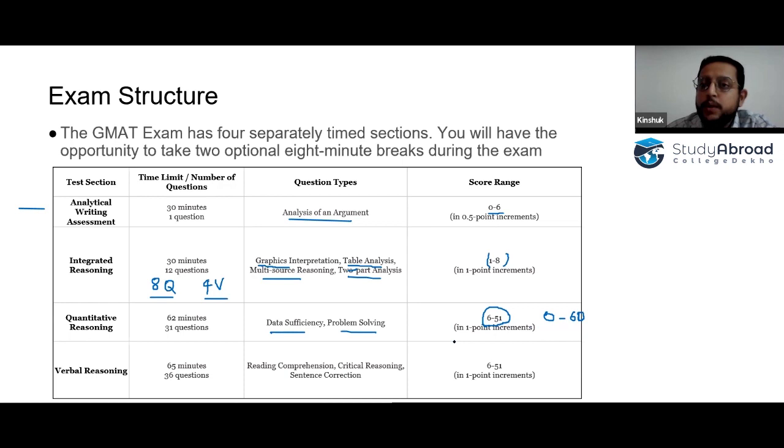Now in the verbal part, you have 65 minutes and 36 questions. Here you can see that if you compare time and number of questions, verbal part has more questions in about the same amount of time, right? So this verbal part becomes a challenge for a few students. Again, we have discussed what type of question they have: reading comprehension, critical reasoning, and sentence correction. All right, let's move on.